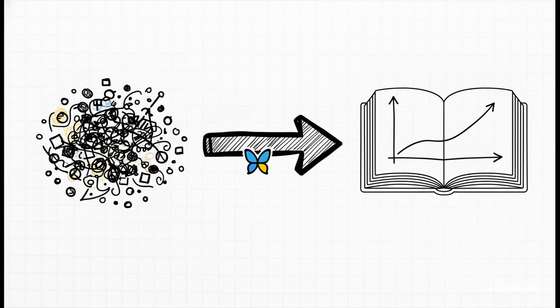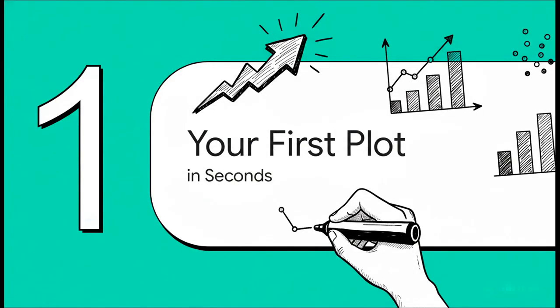And that, right there, is the whole point of this explainer. Data is just a collection of numbers, but a great plot, that's a story. And Matplotlib, well, that's the tool that helps turn you into the storyteller. All right, enough talk. Let's get our hands dirty. We are going to create our very first plot. And I promise it's only going to take a few seconds.